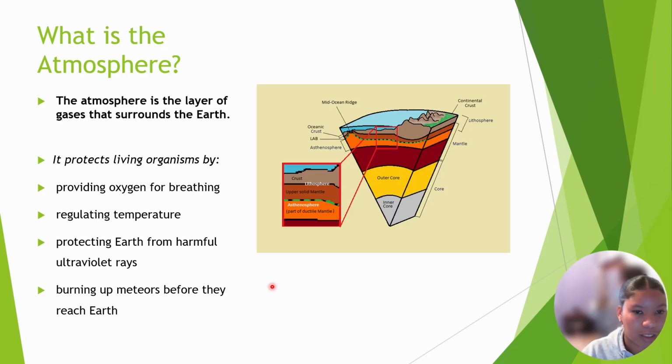What is the atmosphere? The atmosphere is the layer of gases that surrounds the Earth. It protects living organisms by number 1, providing oxygen for breathing, number 2, regulating temperature, protecting the Earth from harmful ultraviolet rays, burning up meteors before they reach the Earth.